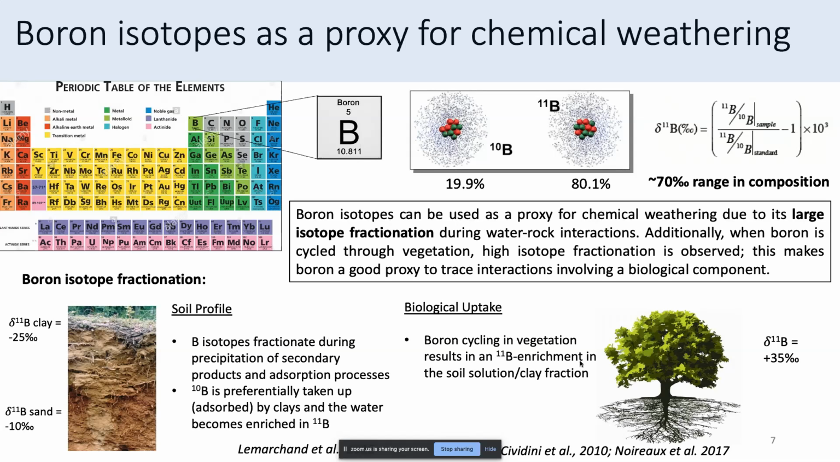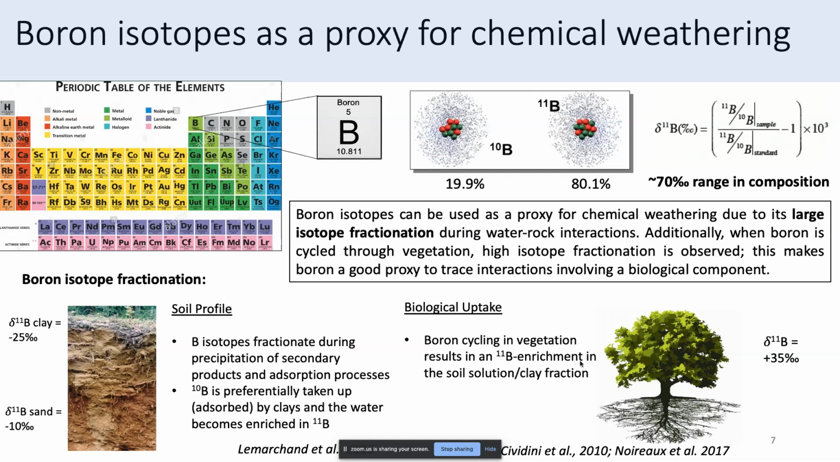So for instance, in soil profiles, on the bottom left, you could see here, if you were to study the sediments in there, you would typically see a composition of about -10 per mil in sands, while the clays have a much more negative signature, about -25 per mil. So that means that when these clays are formed, they're absorbing more of the 10, and more of the 11 preferentially goes to the solution that it's in contact with, like the rainwater. So it gives you a really good proxy to study chemical weathering just due to that large isotope fractionation. And then also during vegetation, so like that tree, for instance, all the soil that's underneath there, boron is being cycled through that tree.